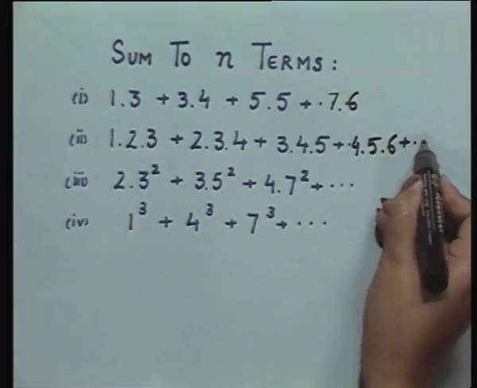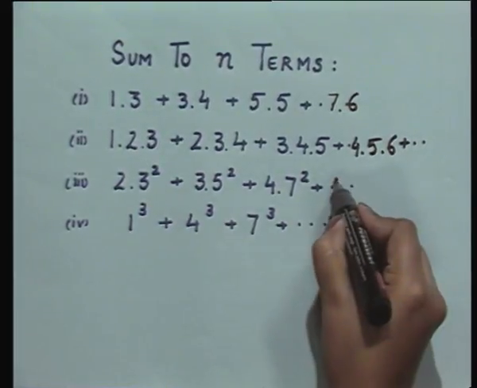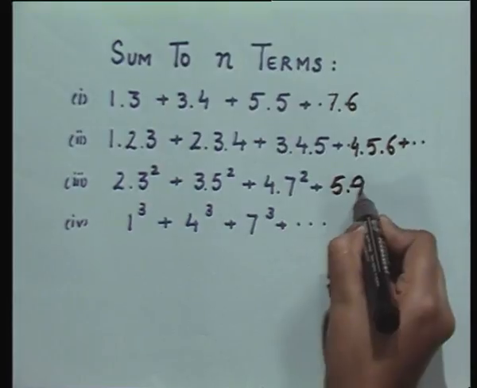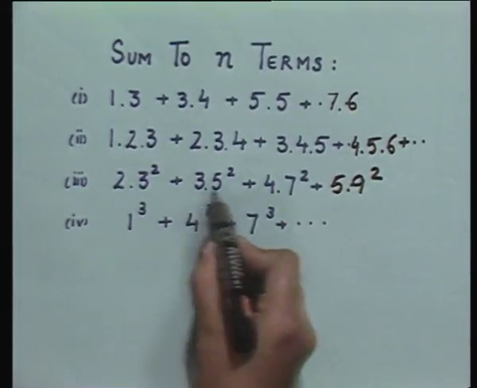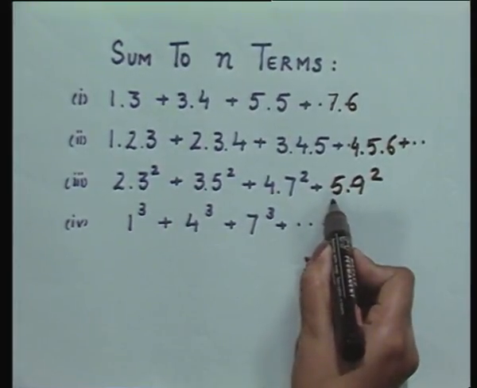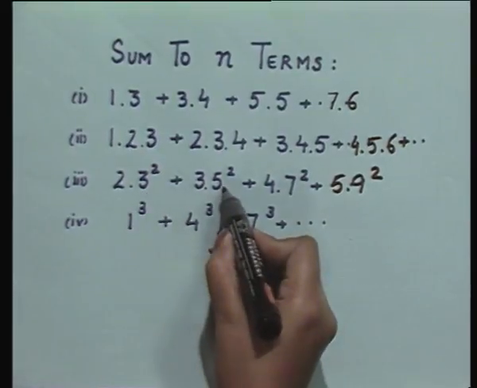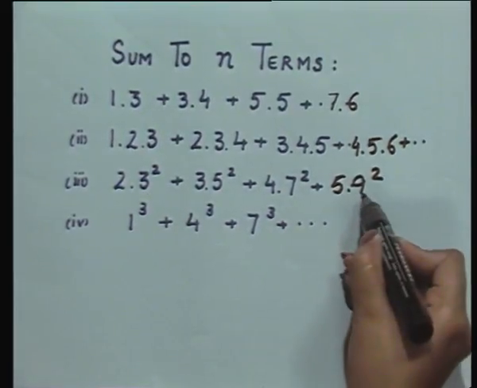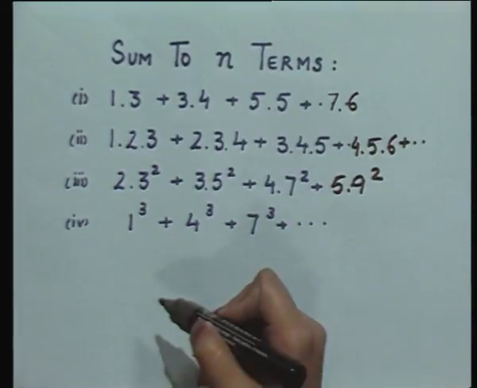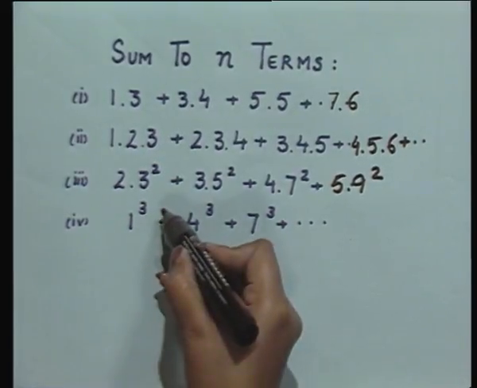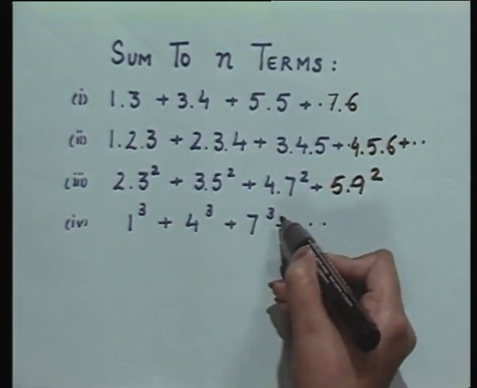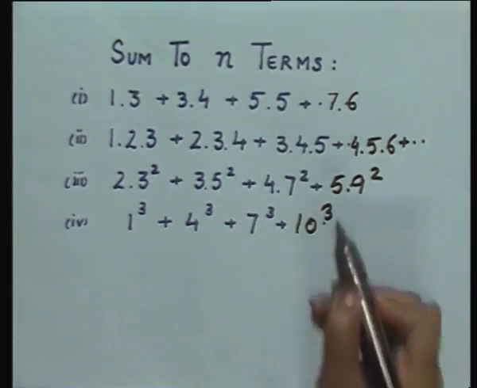And for the next one, it is 5 into 9 square. Absolutely, it's 5 into 9 square because 2, 3, 4 gives us 5 as the first factor, and 3 square, 5 square, 7 square automatically should be followed by 9 square. Here, 1 cube plus 4 cube plus 7 cube gives out 10 cube as the next term.